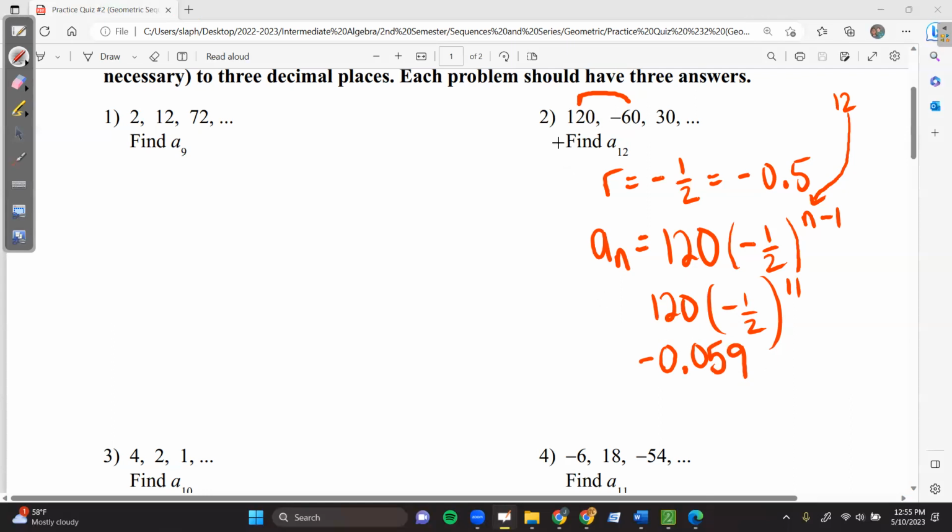So hang on, I'm going to pause this for a second and try to recalibrate something, and I will be right back. You won't even know I'm gone.